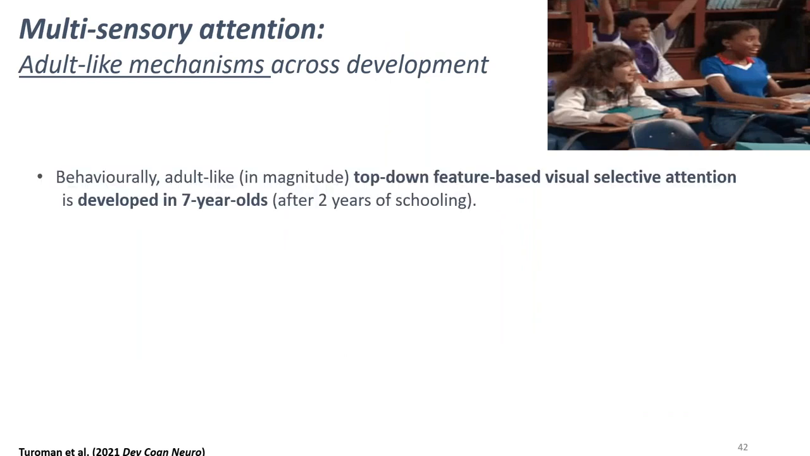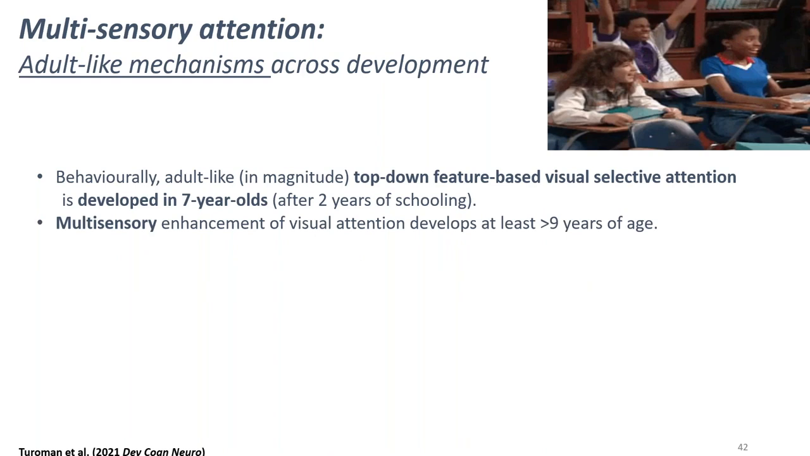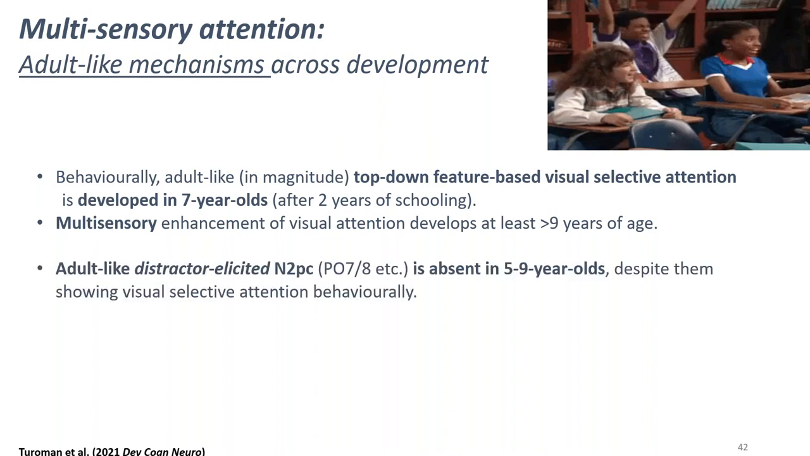Right, so to quickly summarize, for adult-like mechanisms, what we found is that, behaviorally and in magnitude, adult-like top-down feature-based, so color-based, visual selective attention is already developed when children are 7 years old, so after 2 years of schooling, but multisensory enhancement of visual attention seems to develop at least after 9 years of age. Then the adult-like distractor-elicited N2PC measured traditionally seems to be absent in our group of 5 to 9-year-olds, despite the fact that some of those children did show visual selective attention behaviorally.